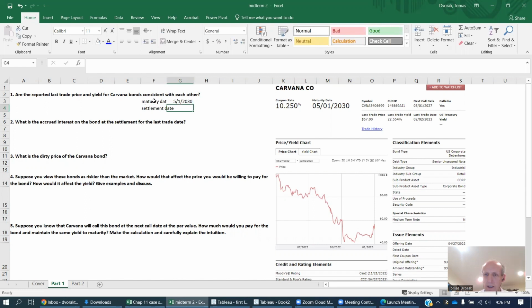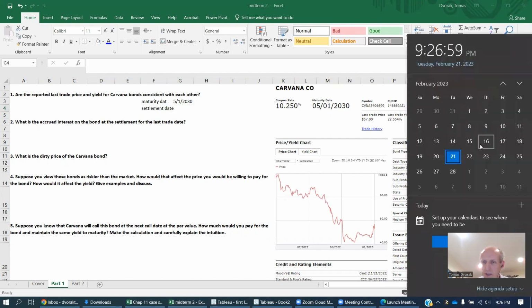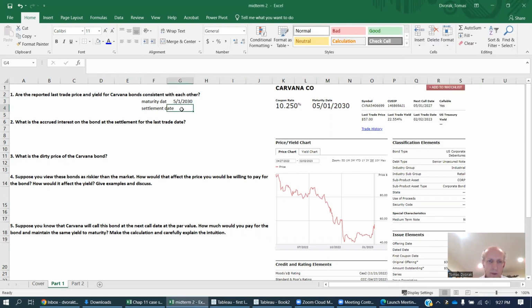Now the trade date is February 2nd, 2023. So let's check. That was a Thursday. So 2 business days would be Friday and then Monday. We're going to put settlement date as 2/6/2023. We're going to need the coupon rate, which is 0.1025, 10.25%. Sure, we could make that as a percent.